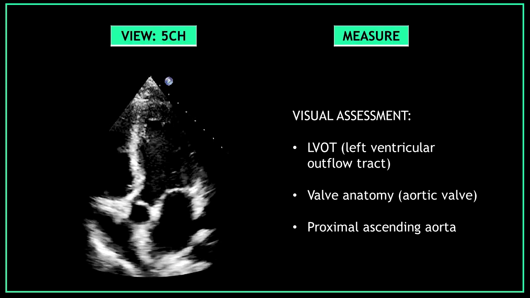Start by doing a visual assessment. In this view, what's new is that we can see the left ventricular outflow tract. So perform a visual assessment of the LVOT. Now in this view, we can see the aortic valve. So perform a visual assessment of the valve anatomy and excursion. And sometimes you will be able to also see the proximal ascending aorta.